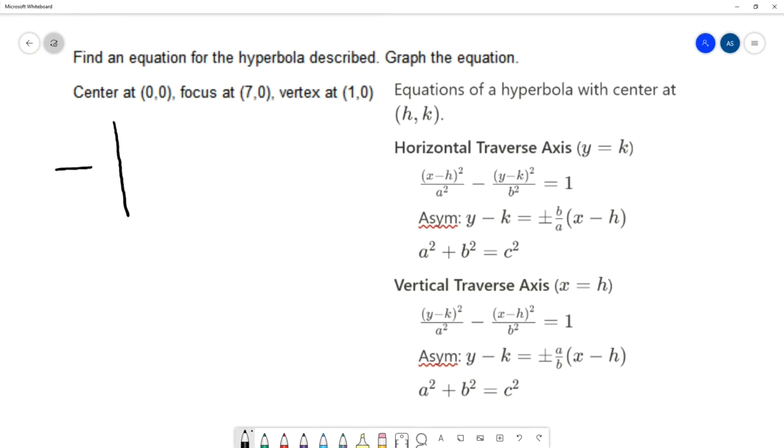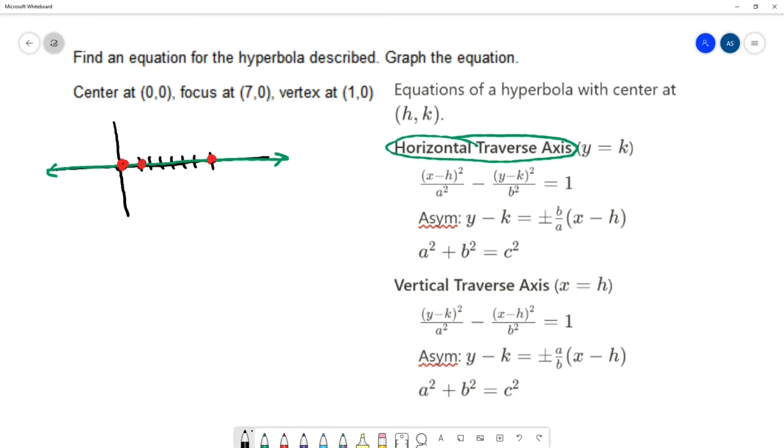So I was given that I have a center at 0, 0, and a focus at 7, 0, and a vertex at 1, 0. So I can see that these 3 points are lining up horizontally. So I know that I'm going to have a horizontal transverse axis. That transverse axis does contain the important points of the center, the vertex, and the focus.